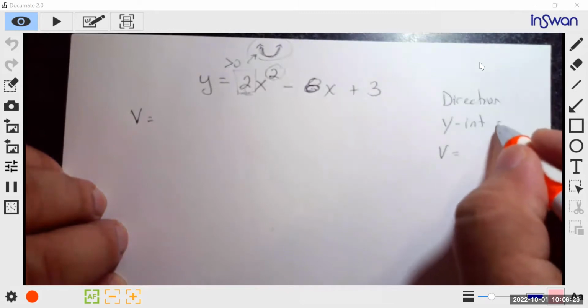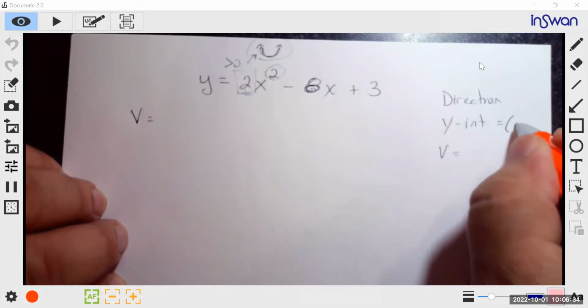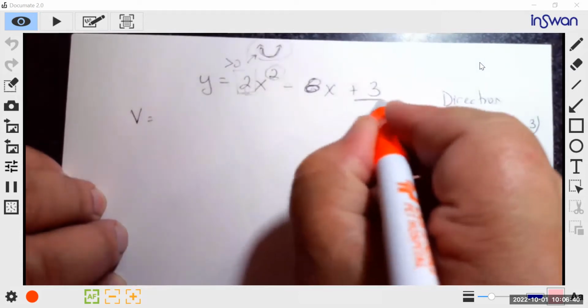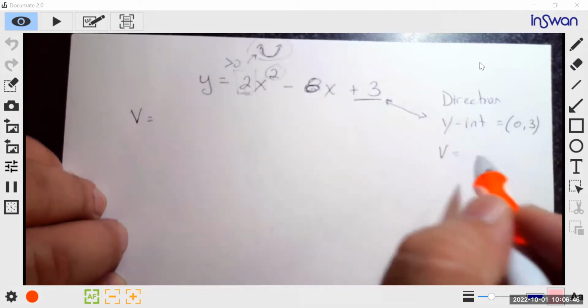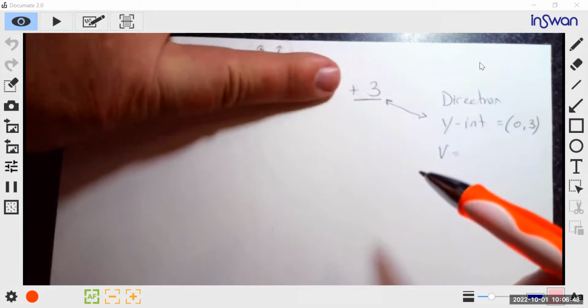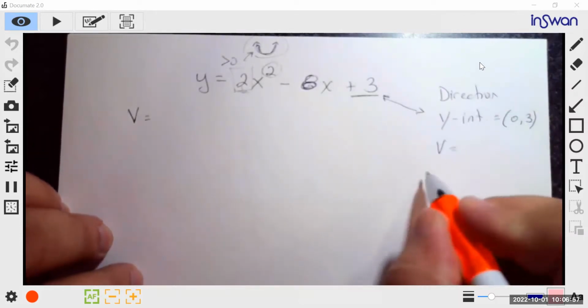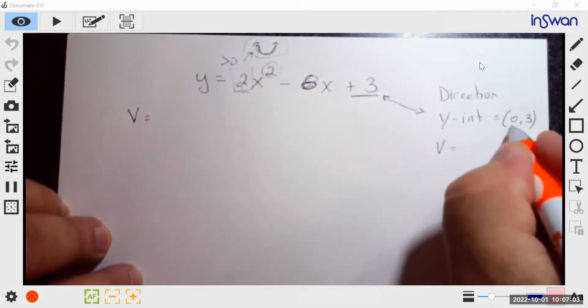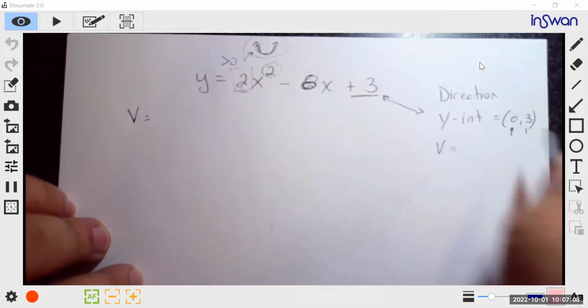What's my y-intercept? The y-intercept is always the constant. The way you find the y-intercept is you set x equal to 0, and whatever's left is your y-intercept. The y-intercept is a point. To find it, you set x equal to 0 and solve for y.